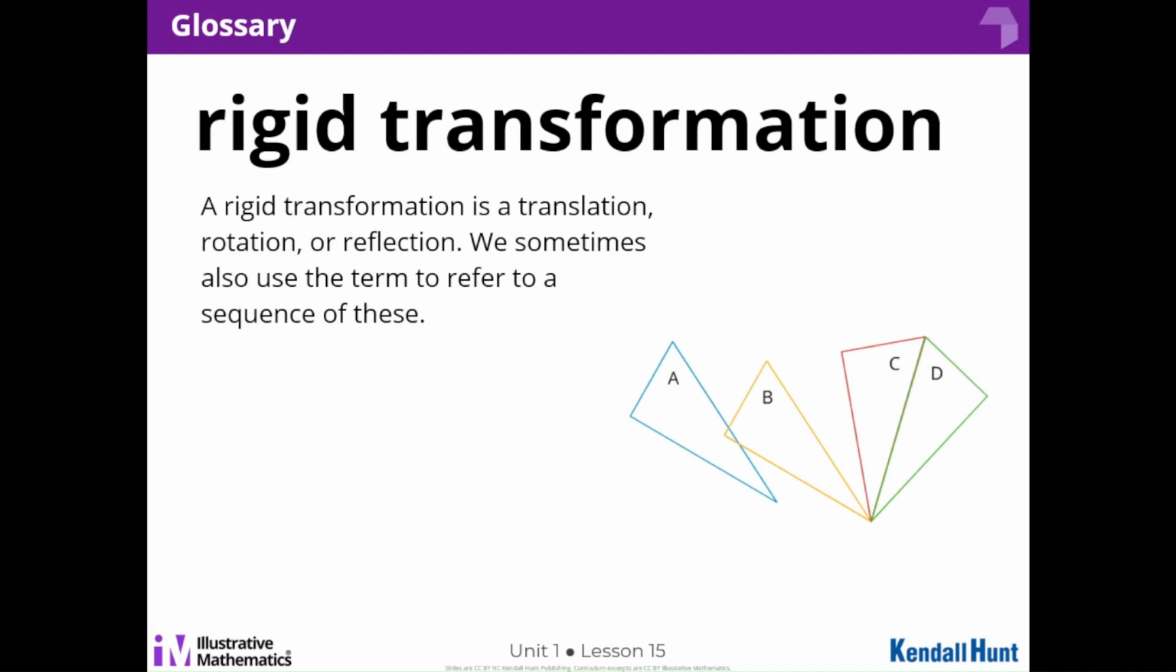Next, we have rigid transformation. This goes right along with our example of congruent. A rigid transformation simply means translation, which is up, down, left, or right. So in this figure, we go from A to B using a translation of right and down.